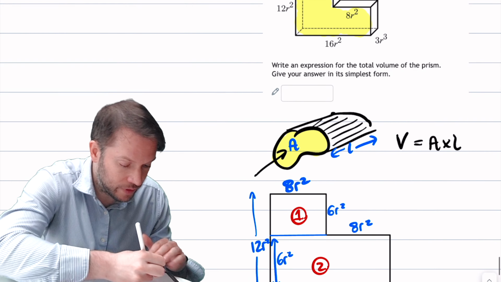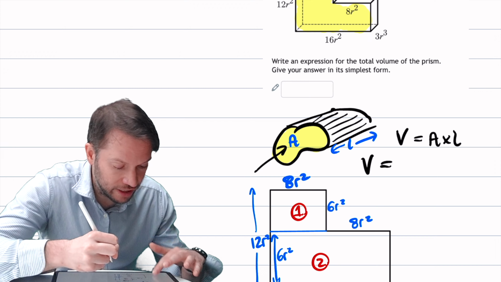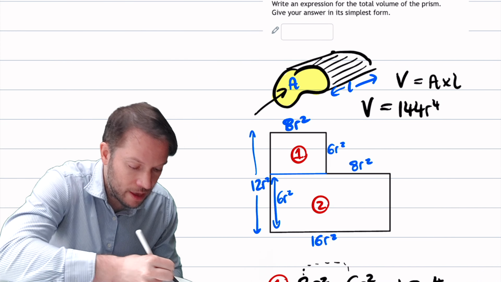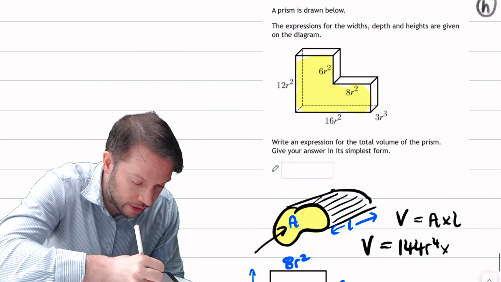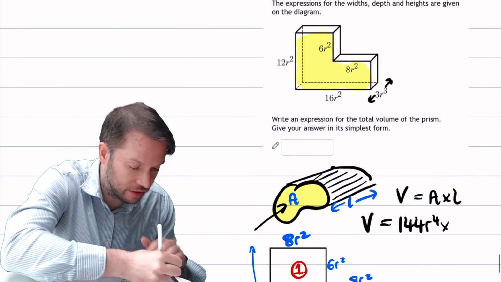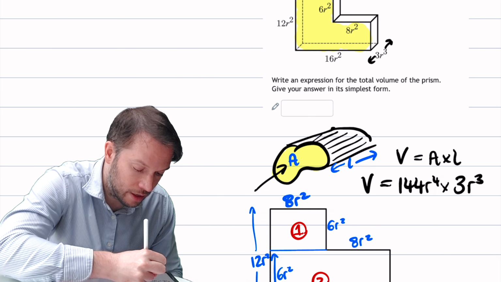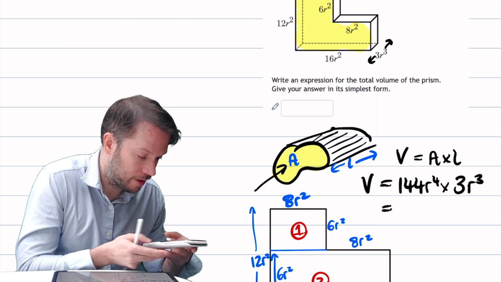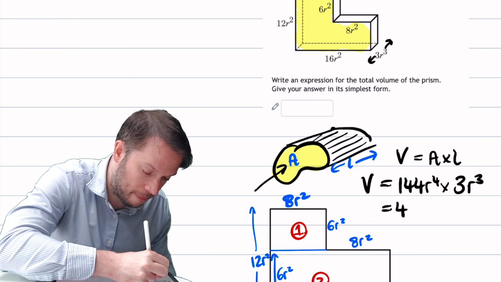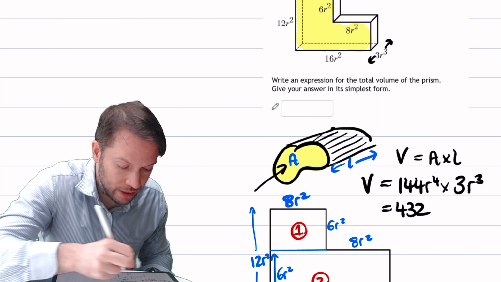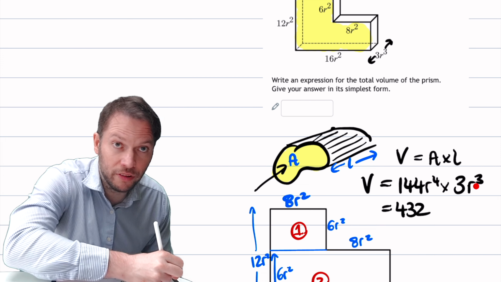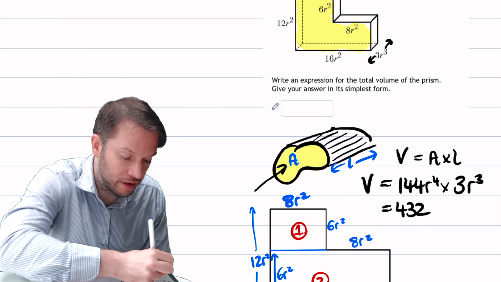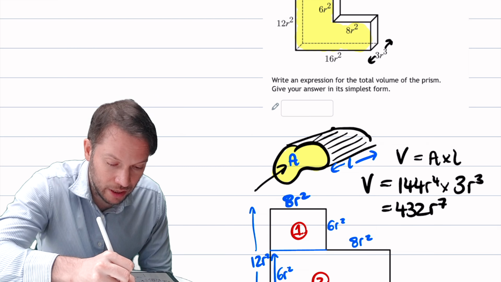So this volume here is going to be the cross-sectional area, which we worked out as 144r to the 4, multiplied by the length of the prism, which is this 3r cubed here. So we need to do 144 multiplied by 3, which is 432. And then when we multiply r to the 4 by r to the 3, again, we add the indices. So 4 plus 3 is 7. So it's r to the power of 7. And that is the final answer.